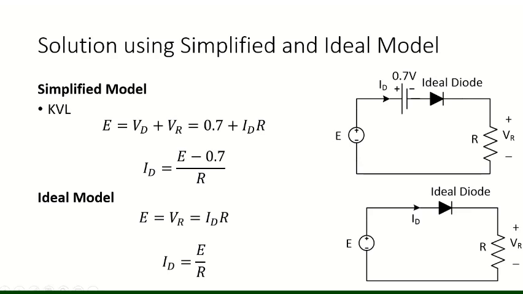in the simplified model we replaced the diode with the drop of 0.7 volts. As we are using the silicon diode, the drop is 0.7 volt, and if we change the diode to germanium, then the drop will be 0.3 volts.